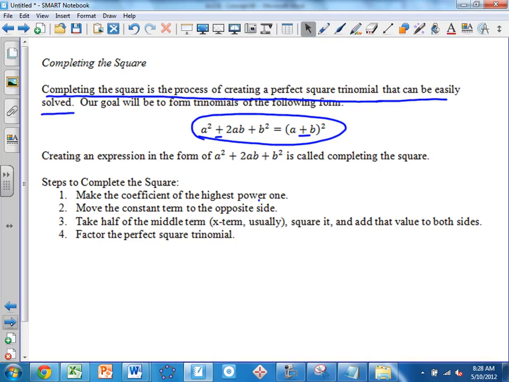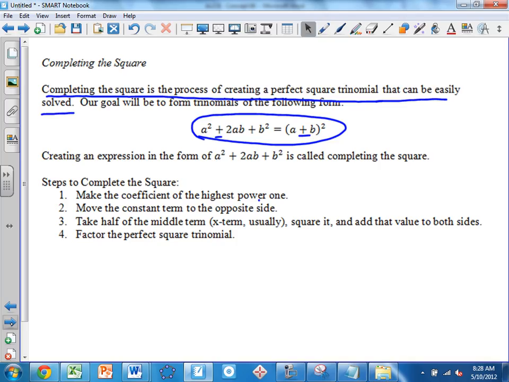So, in order to complete the square, there are several steps you can write down. Just write them down real quick, and we'll go over them with an example. It'll make it a lot easier. So just quickly write down your 4 steps. Make the coefficient of the highest power equal to 1. Second step, move the constant term to the opposite side. This will make sense when we go through an example, it really will.